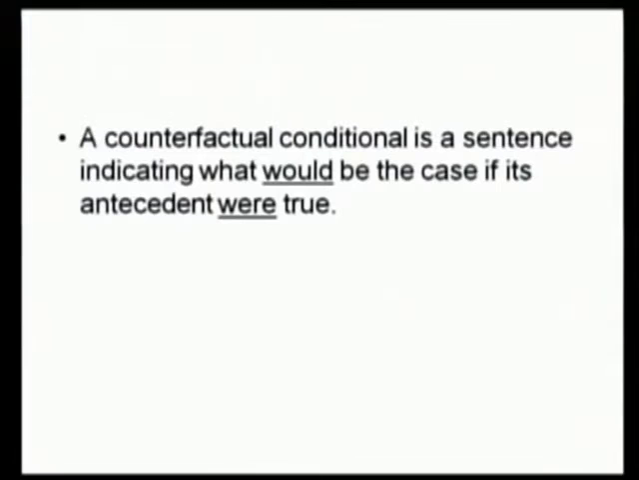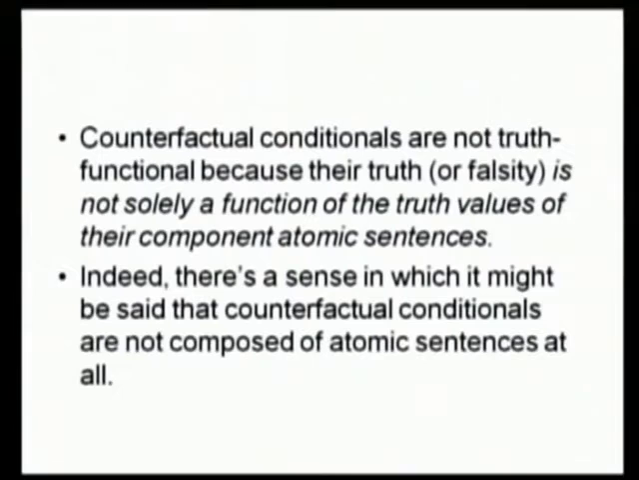I mentioned that I'd have another way of saying what it means to say that it's not truth functional, other than simply that you can't make a truth table out of it. And that's this fancy way. Counterfactual conditionals are not truth functional because their truth or falsity is not solely a function of the truth values of the component atomic sentences. There's something else at stake when we can affirm a counterfactual conditional, something that relates the antecedent with the consequent. So it's not solely a matter of the truth values of the atomic sentences. That's not how we understand the truth of the whole sentence.